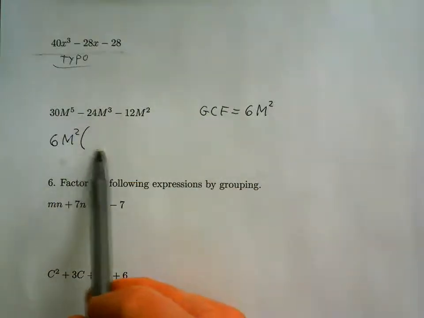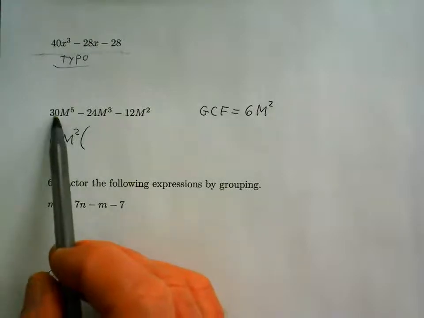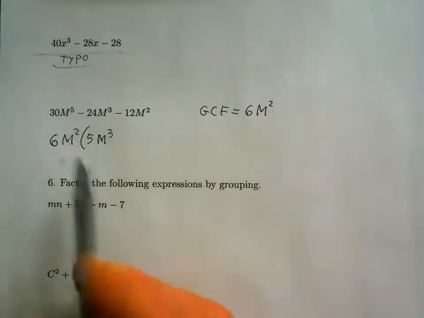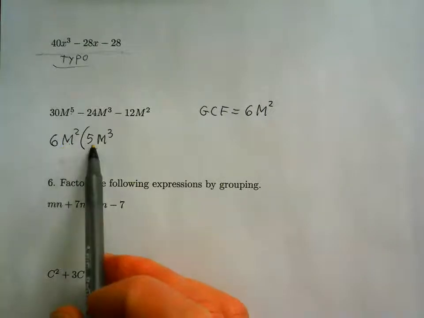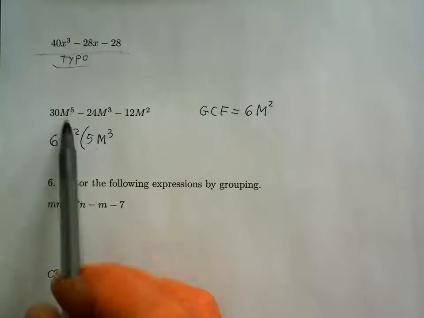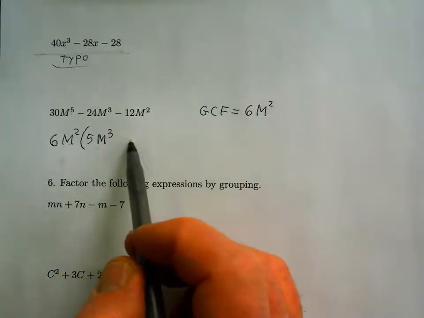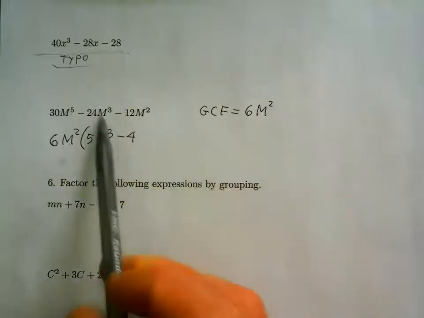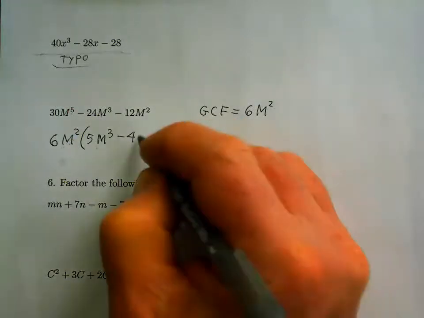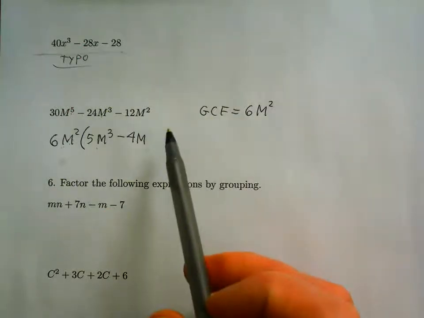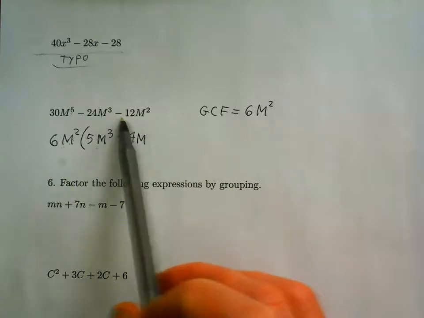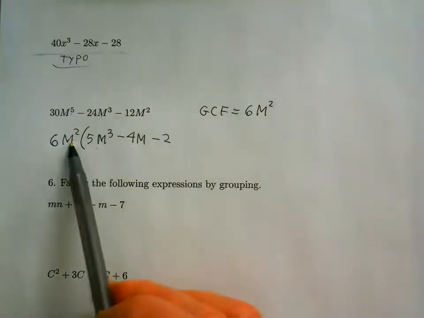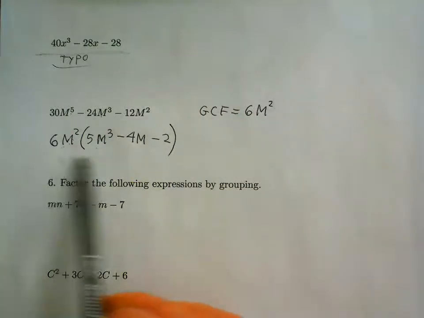And inside the parentheses, the first term on the left, 30 divided by 6 is 5. M to the fifth divided by m to the second is m to the third. And then you can check by multiplying. 6m to the second times 5m to the third is 30m to the fifth. And then the middle term inside the parentheses, negative 24 divided by 6 is negative 4. M to the third divided by m to the second is m. And then the third term, negative 12 divided by 6 is negative 2. And m to the second divided by m to the second is 1. So this is our factorization.